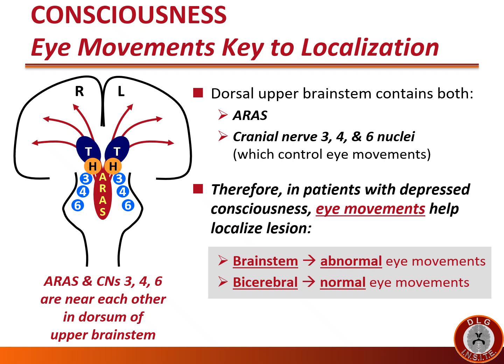The clinical key to differentiating whether depressed consciousness is due to a brainstem problem or bicerebral dysfunction is the eye movements. The dorsal upper brainstem contains both the ARAS and the nuclei of cranial nerves 3, 4, and 6. And those three cranial nerves control eye movements. Therefore, a structural lesion that affects ARAS is going to affect cranial nerves 3, 4, and 6, and thus will have eye movement abnormalities. Brainstem dysfunction leading to decreased consciousness will have abnormal eye movements, whereas bicerebral dysfunction causing depressed consciousness will have normal eye movements.